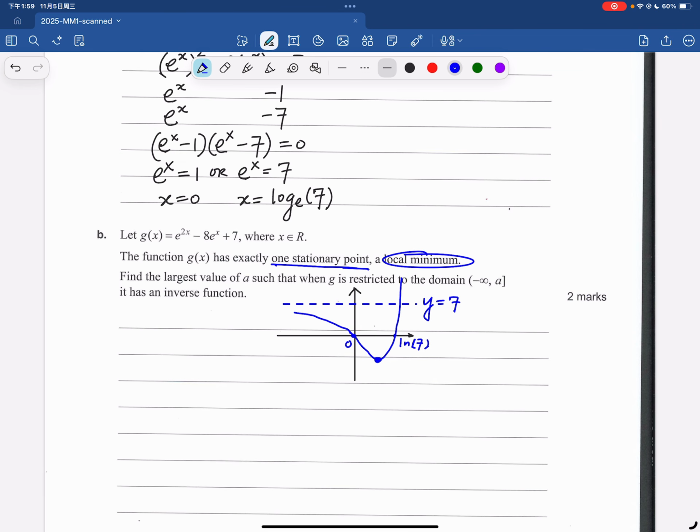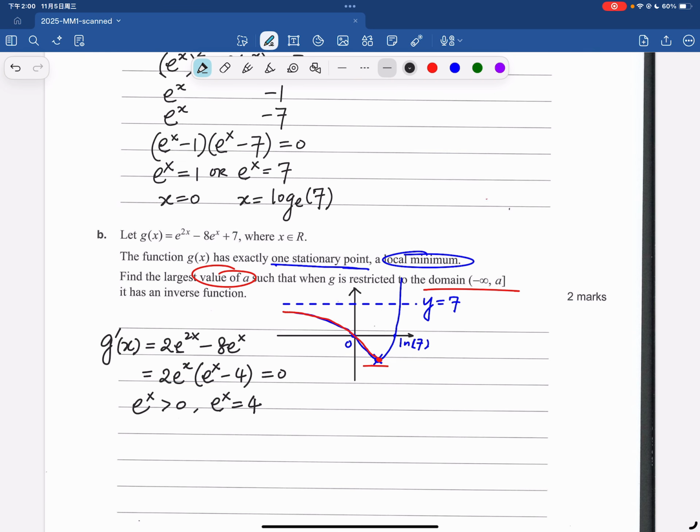Eventually I want to find, for example, the location of this stationary point and get the domain restriction to negative infinity to a. This is the largest value of a at the stationary point. So the graph is 1 to 1. Let's say g dash of x equals 2e to the 2x minus 8e to the x, and factorize out 2e to the power x, times e to the power x minus 4, equals 0. Notice e to the power of x is greater than 0, so we only have e to the x equals 4.